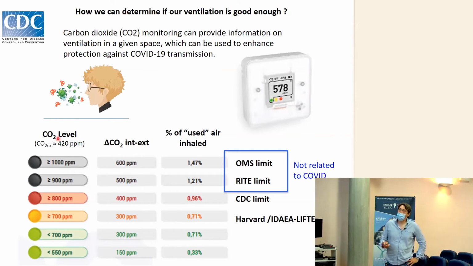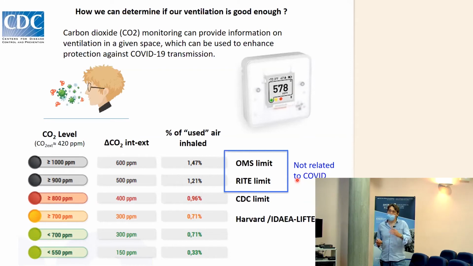So what's the CO2 level that is recommended? Okay, this is not new. This has already been used to control the amount of CO2 that you have in a room, because it's considered that above 1000 ppm, parts per million, it has implications on concentration. People who are studying, whatever, have a lack of concentration. So there were already some limits recommended by the OMS or the RITE. This is the Spanish consideration for ventilation of buildings, between 1,000 and 900 ppm, but not related to COVID. So this was already here before the COVID, okay?